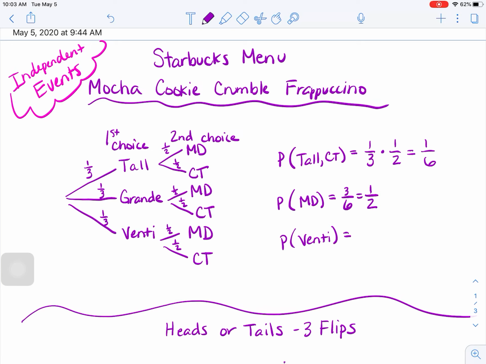Last but not least, I wanted the probability that my choice is going to be a venti. So I don't care what the second choice is, I just want it to be a really big frappuccino. So if we look down here, okay, I've got a 1 out of 3 chance of having a venti.